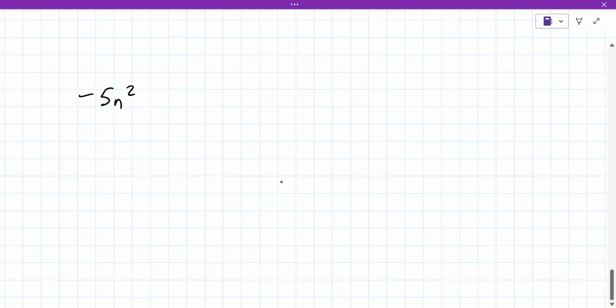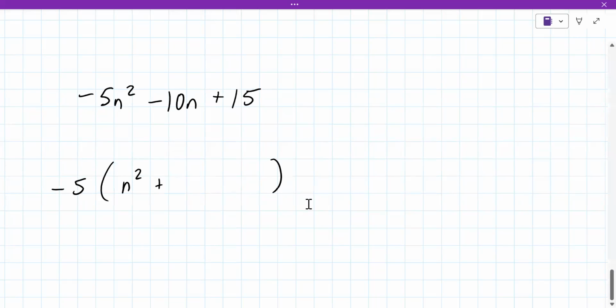Minus 5n squared minus 10n. What do I want to put there? Sorry, I'm trying to get the numbers to work out in my head here. It is tough. I'm sorry, plus 15. Yes, that will work. Let's try that. What should you factor out of everything? Minus 5. Okay, so tell me what goes in. n squared plus 10. Sorry, plus 2.